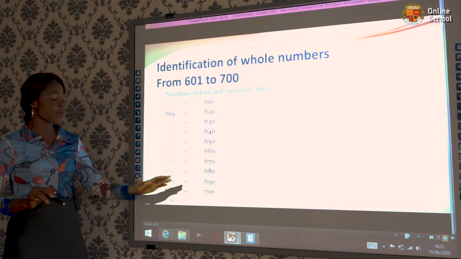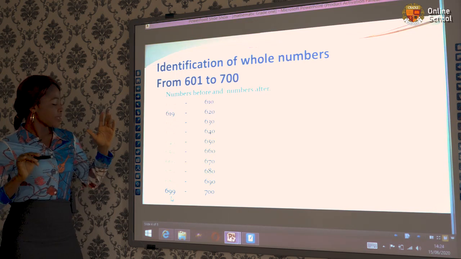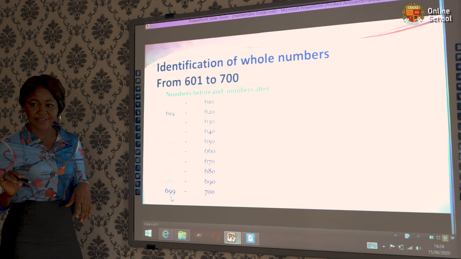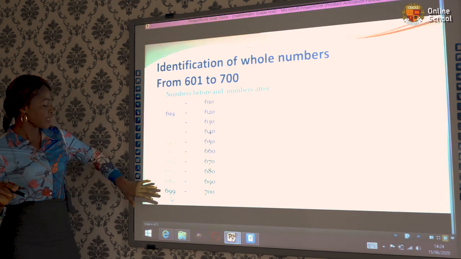And here we are going to stop counting. You count from 601 to 700. Make sure you do it at home and you do it perfectly. Wherever you do not understand, you ask your mommy or your daddy to guide you.